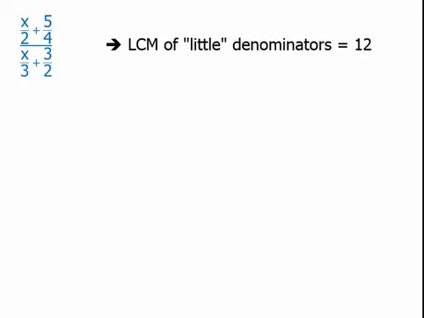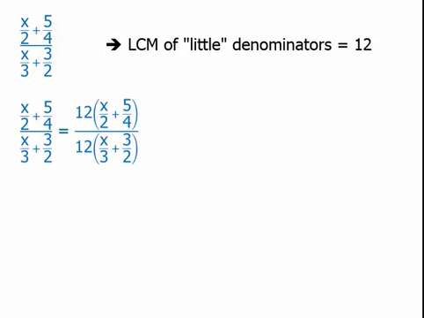So for example, here's our complex fraction, and we want to clear the fractions. We want to simplify this. So the LCM, the least common multiple of the little denominators, is 12. The little denominators are 2, 4, 3, and 2. The least common multiple is 12. So we're going to multiply the top and bottom of the fraction by 12. When we multiply through, we get 6x plus 15 divided by 4x plus 18.